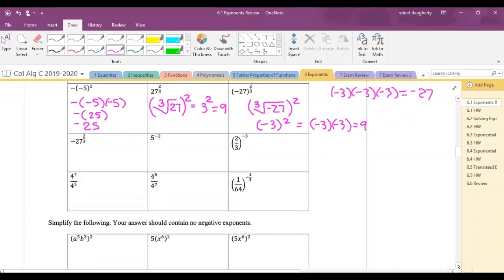Negative 27 to the 2/3. Now this one, there's a difference. The one we just worked had negative 27 in parentheses. This one is the negative of 27 to the 2/3. So this is negative cube root 27, that is squared. So the negative is not being raised to the second power. So what is the cube root of 27? That's 3. So this is negative 3 squared, which is negative 9.